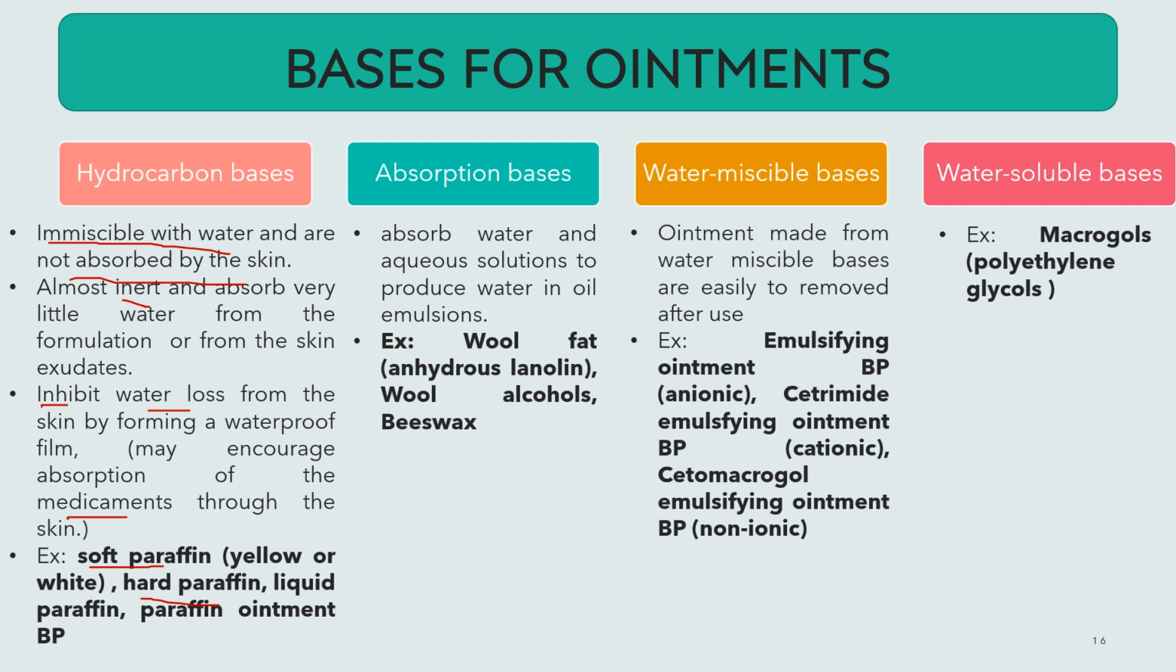Second, absorption bases. They will absorb water and aqueous solution to produce water-in-oil emulsion. Examples are wool fat, wool alcohol, or beeswax. Third is the water miscible bases. Ointment made from water miscible bases is easily removed after being applied on the skin. For example, emulsifying ointment BP, cetrimide emulsifying ointment, or cetomacrogol emulsifying ointment. The last one is the water soluble bases such as macrogol or polyethylene glycol, PEG.